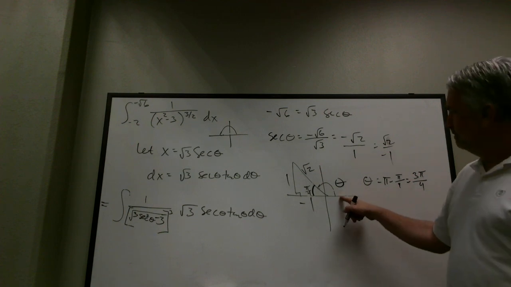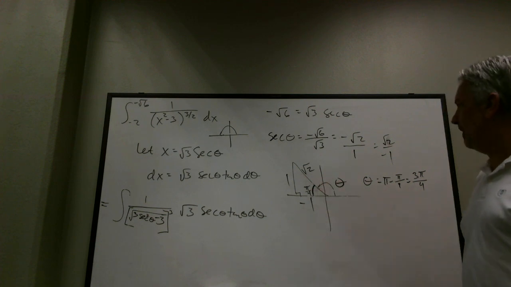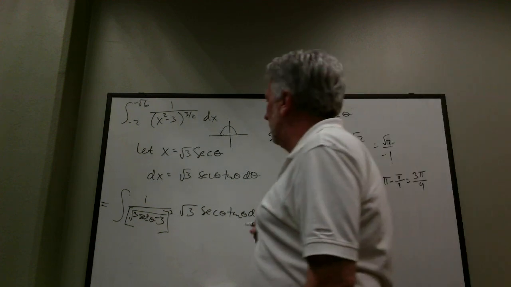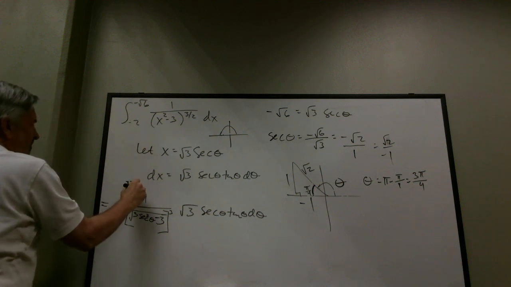Okay. So the reference angle is pi over 4 radians. So from here to here is 3 pi over 4. So that's a little work. So the negative root 6 becomes 3 pi over 4.